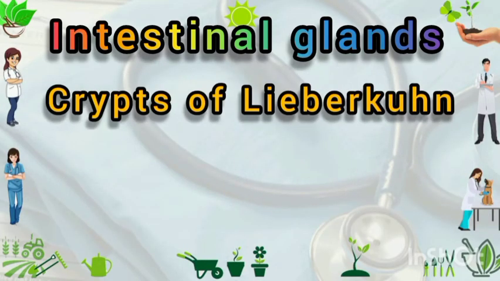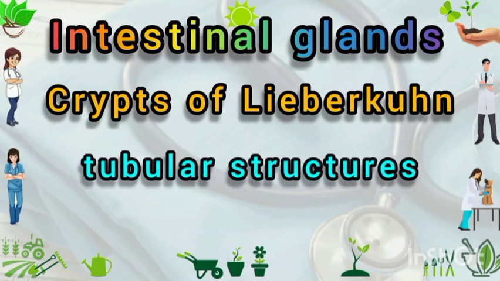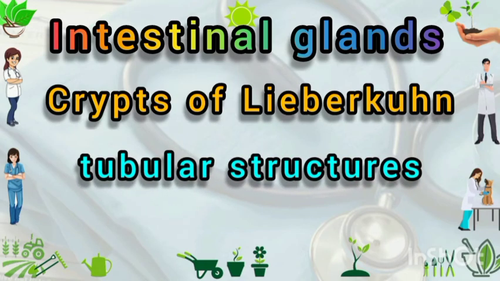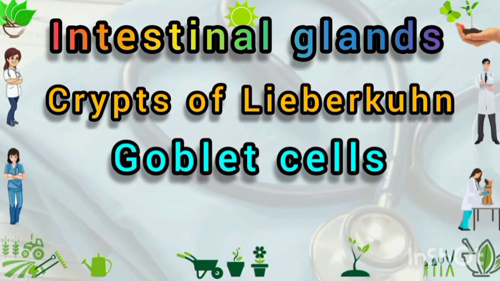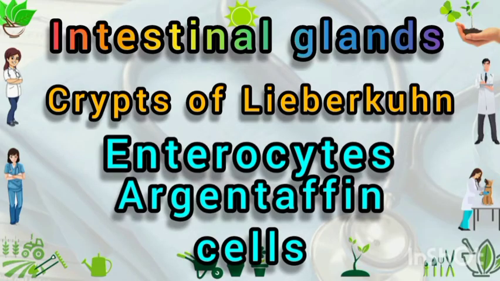3. Crypts of Lieberkühn. These are tubular structures, occur throughout small intestine between villi. They possess goblet cells, enterocytes and Argentaffin cells.